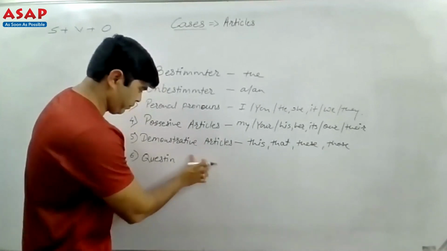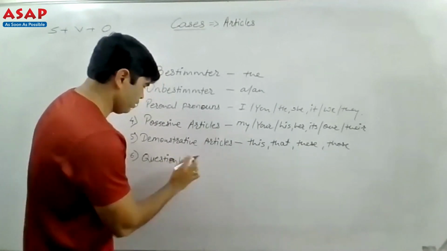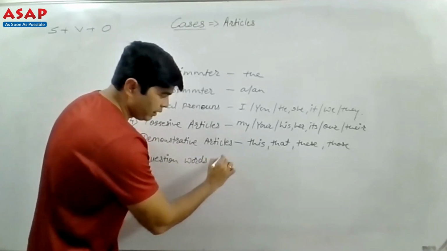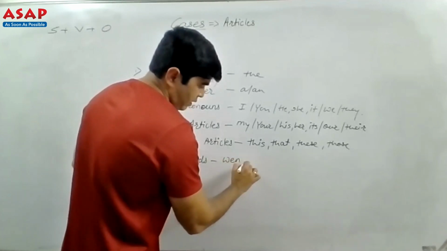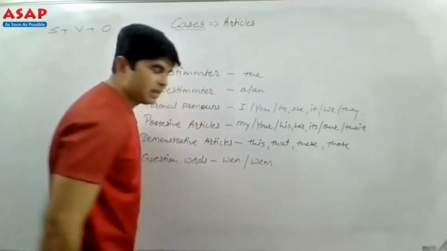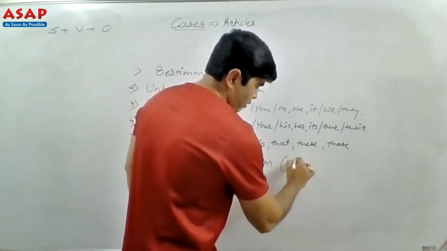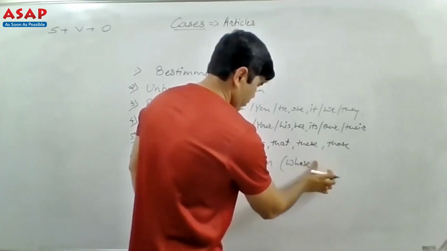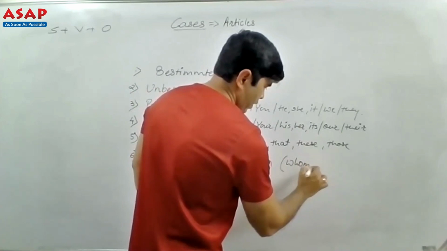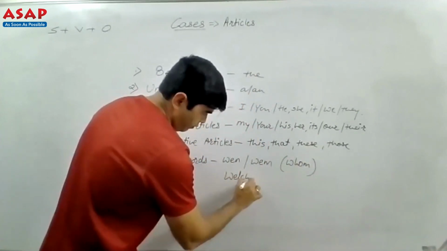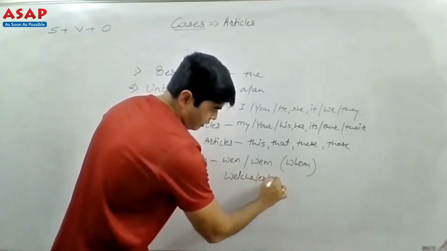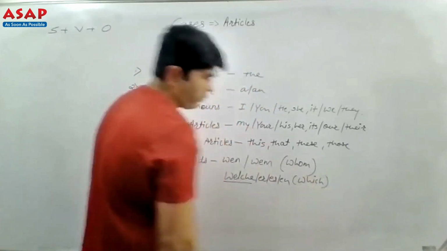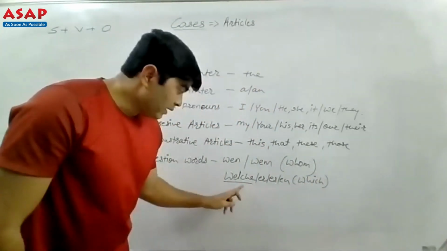Question words, I will say. Mainly wer or wen, that is in the German language, who and whom. Another, welcher, welches, welchen. That is which. This will be affected because this also depends on the object.